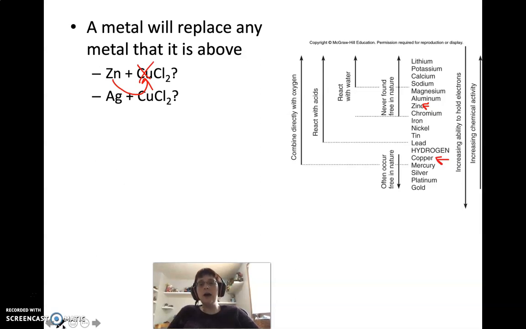Well, let's take a look then at the next one, which is silver. So we've got copper chloride, so copper's here. Let's look for silver. So silver is down here. This time silver is below copper on our chart, which means that this reaction will not happen because silver cannot replace copper. It would have to be above copper on the chart in order for this to work. So that reaction would not happen. The silver would stay silver, the copper chloride would stay as it is, and they just both sit there.